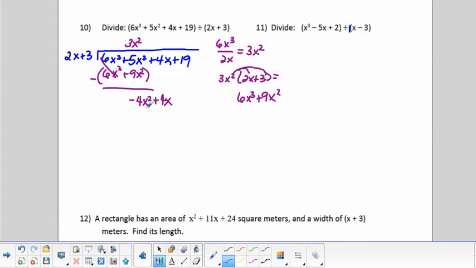Alright, now again, it's the first term divided by the first term. So negative 4x squared divided by 2x. That gives me negative 2x, and I write it above the like term here. Okay, now multiply negative 2x times 2x plus 3. Oops, too many pluses.